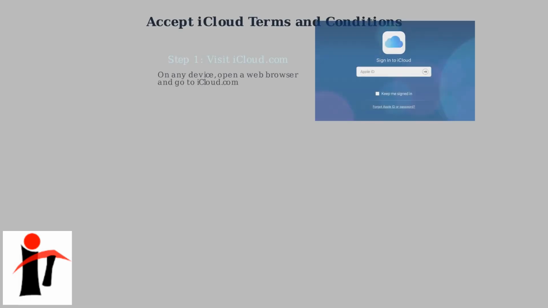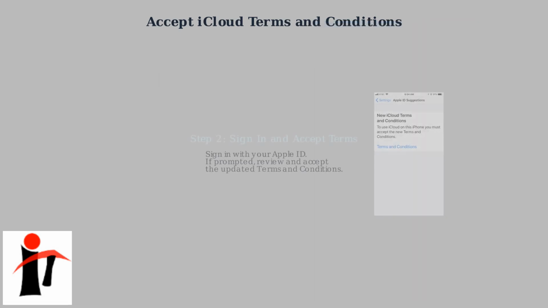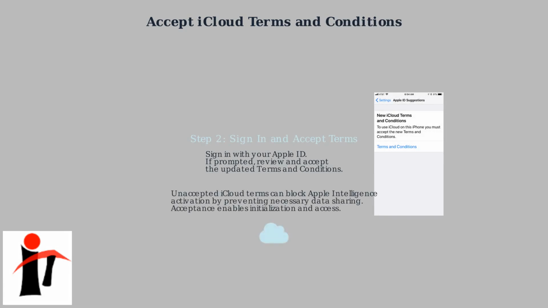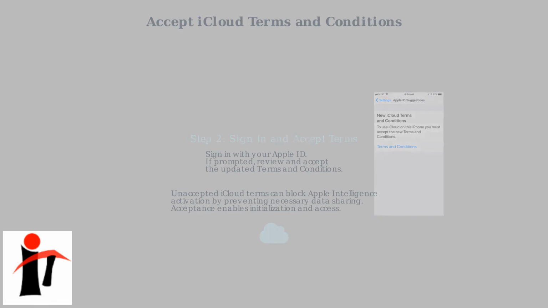Often overlooked, unaccepted iCloud terms and conditions can block Apple Intelligence activation. This happens because Apple Intelligence requires data sharing permissions that are governed by these terms. To resolve this, visit iCloud.com on any device and sign in with your Apple ID. If prompted, carefully review and accept the updated terms and conditions. This acceptance clears a common setup blockage, allowing Apple Intelligence to initialize and access necessary data for proper functioning.